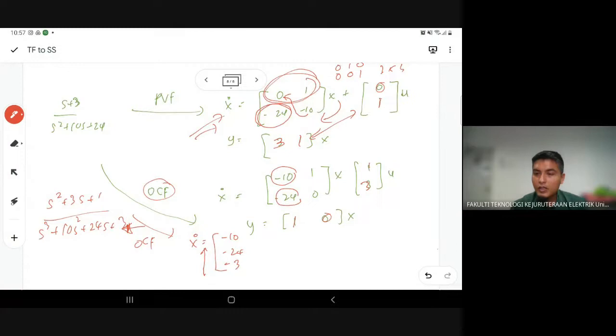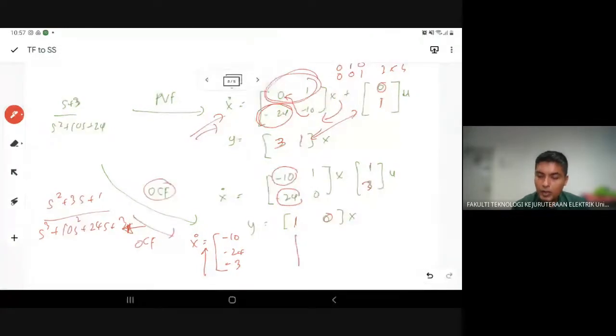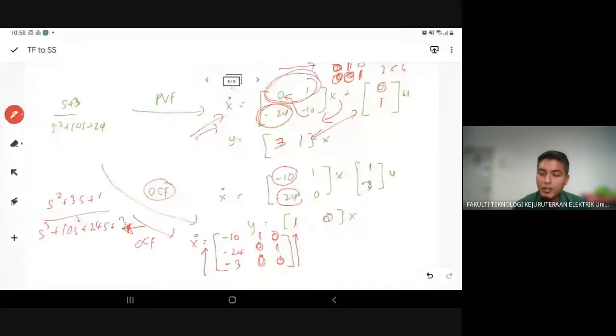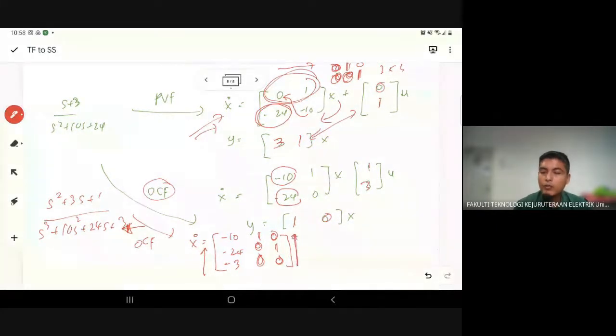So in this case, you just need to write it again from bottom to top. This one you need to write from left to right, is it? 0, 1, 0, 0, 0, 1. So you need to write the same pattern, 0, 1, 0, 0, 0, 1. However, the direction for the OCF is from bottom to top, and for the PVF from left to right. Okay, so this is for the A matrix.